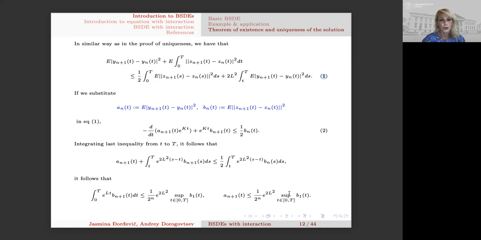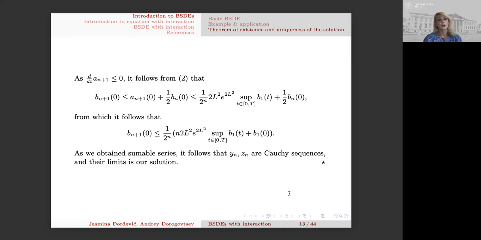Further on, as this differential of A(n+1) is non-positive, then we have directly that B(n+1) in time 0 can be estimated by this sum, where we already estimated A(n+1) at 0 with this term. And then iterating again for the Bn until the first step, we have that this inequality holds, which enables us to state that Yn and Zn are Cauchy sequences in M2, and actually the existence result holds.